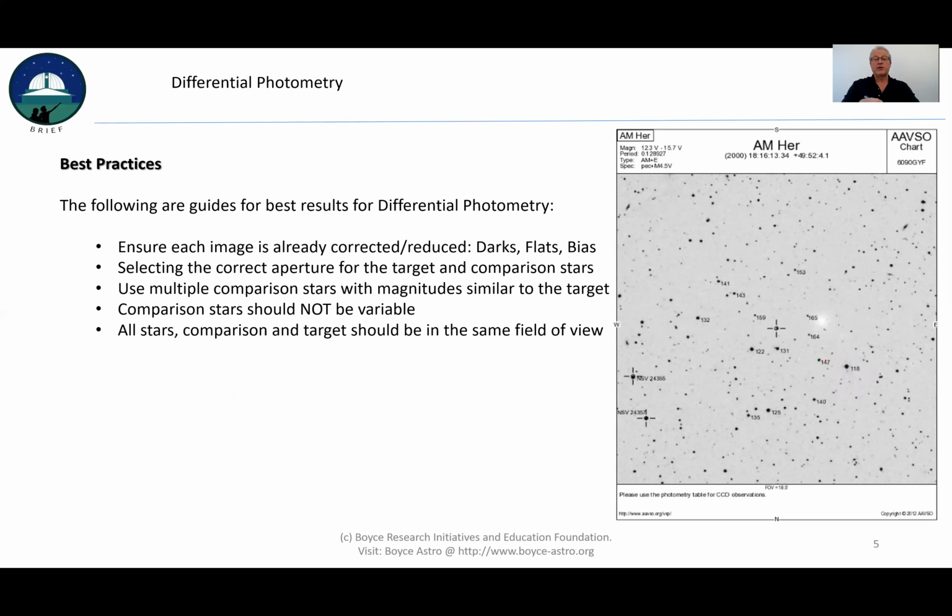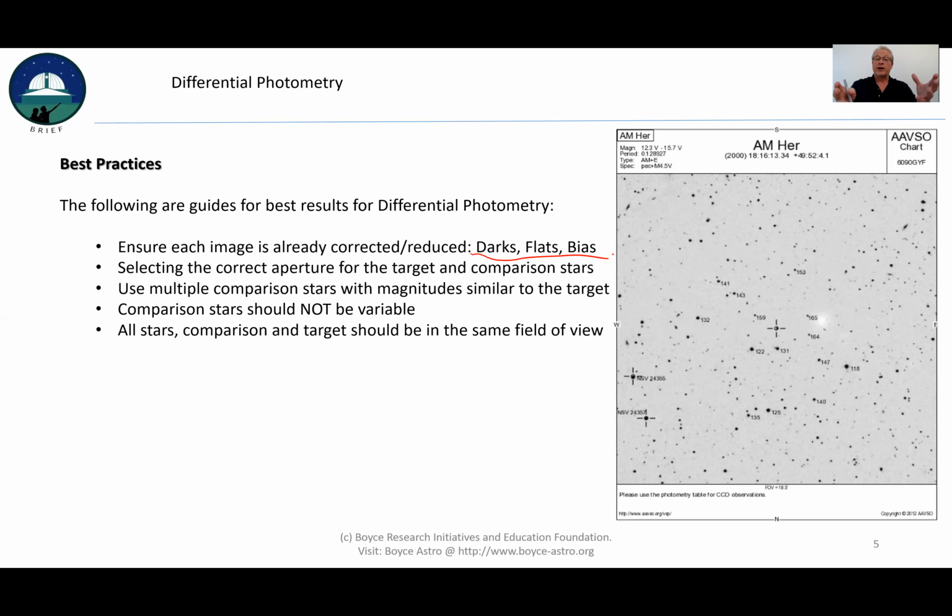Guidelines for the best results in differential photometry. Ensure that each image is already corrected or reduced before you measure it. The AIJ program allows you to image calibrate. That's darks, flats, bias. If your images are processed in the OSS pipeline, they are already calibrated. If not, you can calibrate your own images, and we have lessons on those.